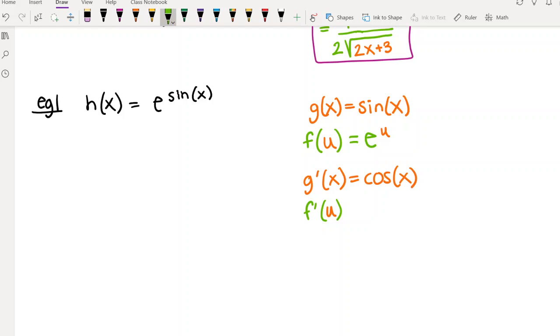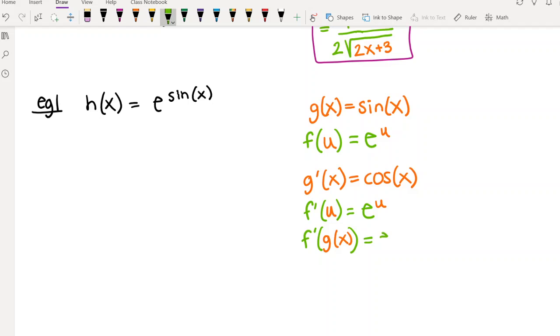So f prime of u is just equal to e to the u, like the derivative of e to the x is e to the x, so the derivative of e to the u is e to the u. But now we want to put our original function g of x into our derivative, returning it to having its original input. So what is g of x? g of x is equal to sine of x.